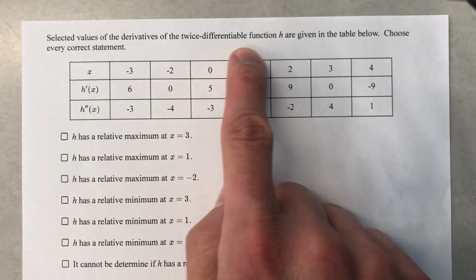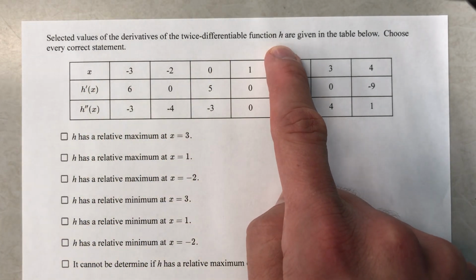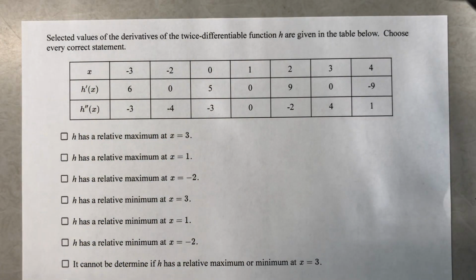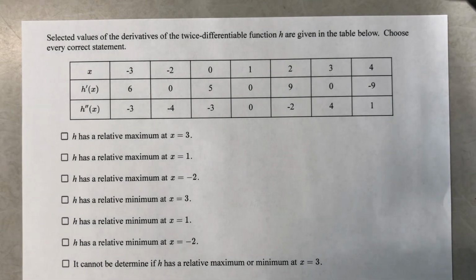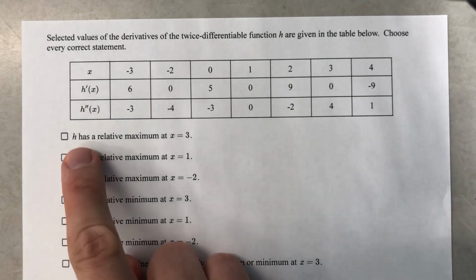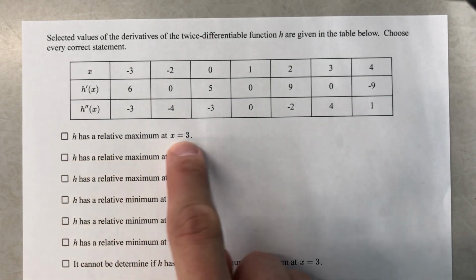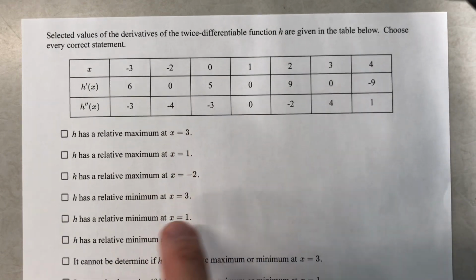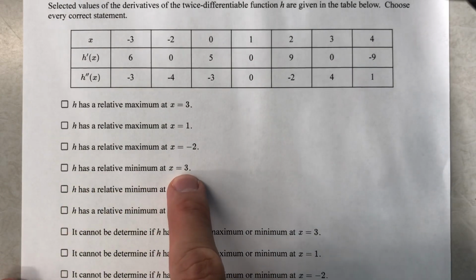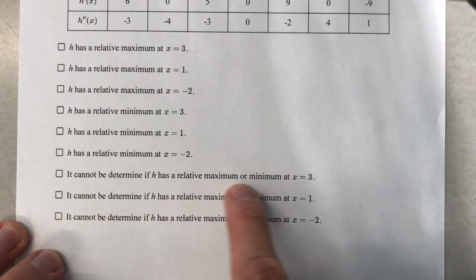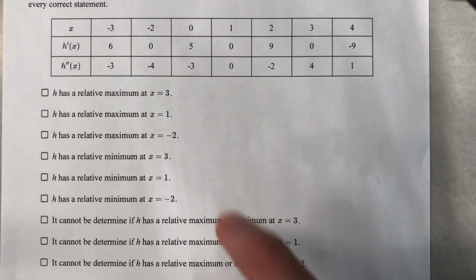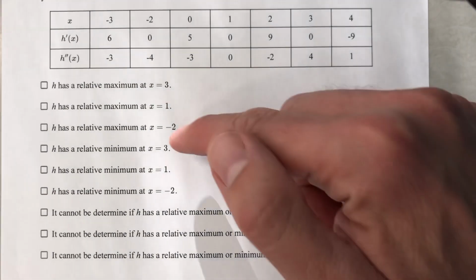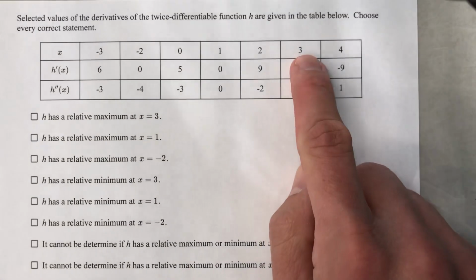So we have a twice differentiable function. We could take the derivative a couple times, and the derivative exists at every possible point. Choose every correct statement. Okay. H has a relative maximum at 3. H has a relative minimum at 3. It can't be determined if it's maximum or minimum at 3. So only one of those 3 is true. Okay, and we're going to do the same for 1 and for -2. Okay, so let's jump to 3.